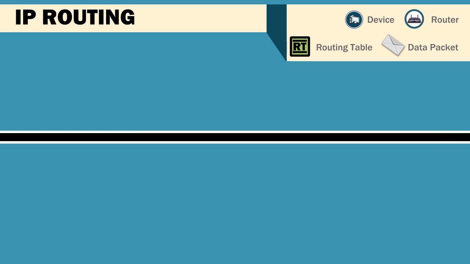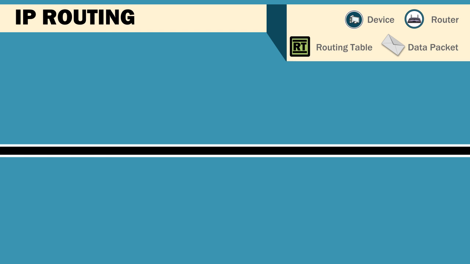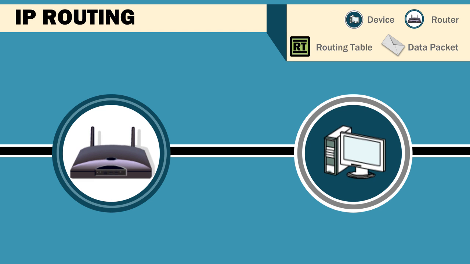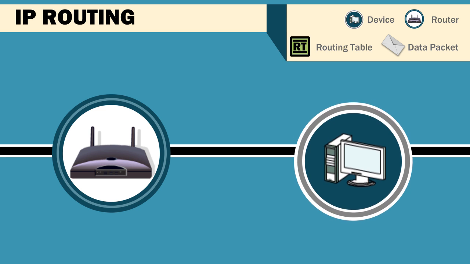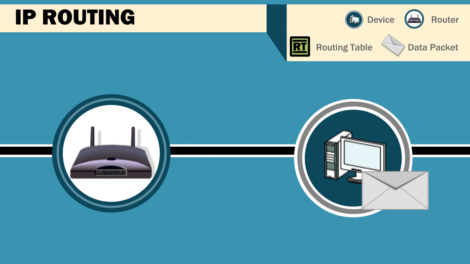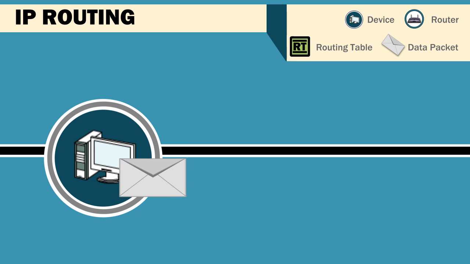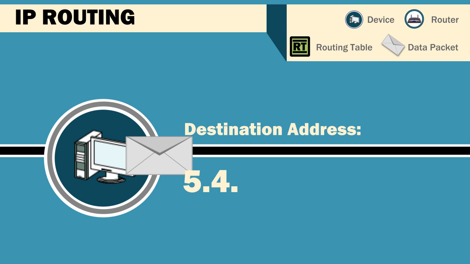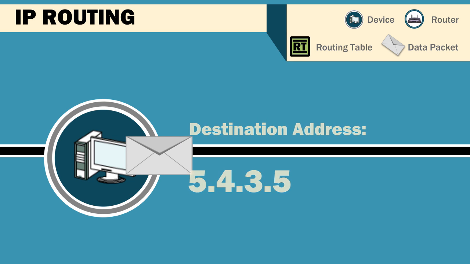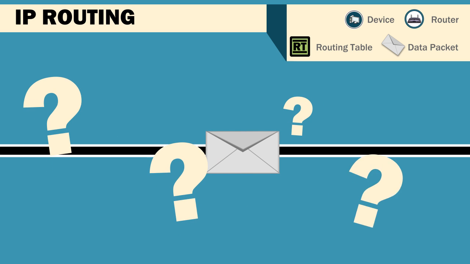Let's look at this in action. Our network is composed of routers and end devices. This device wants to send a packet to another computer. All it knows is the destination address is 5.4.3.5. How does it get the packet to where it's going?